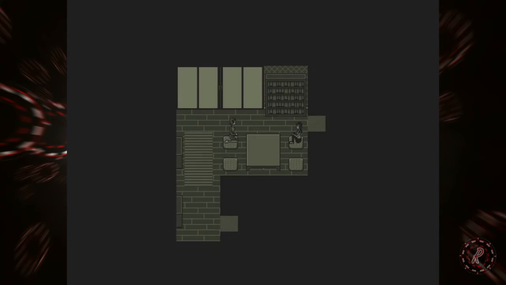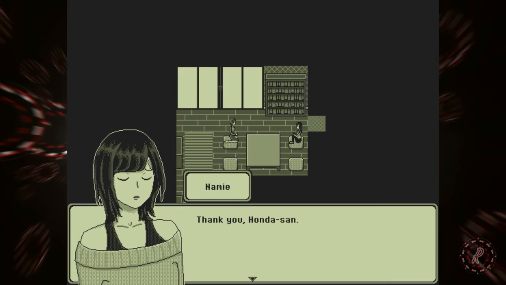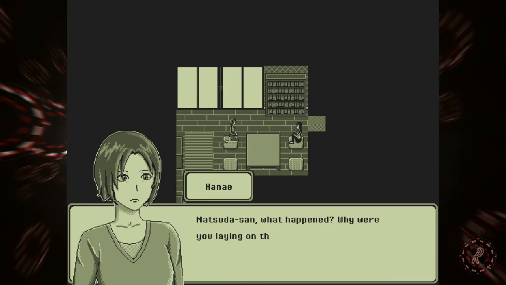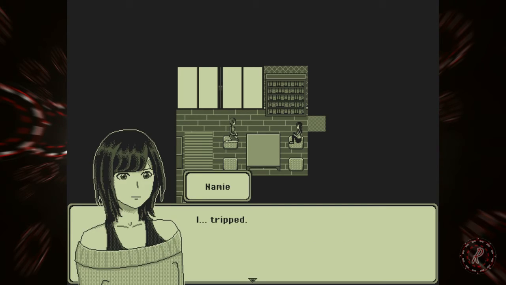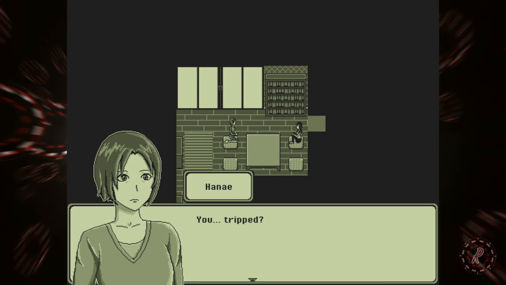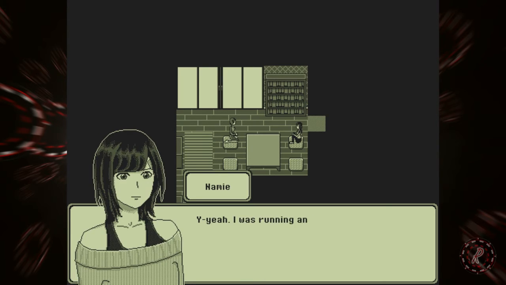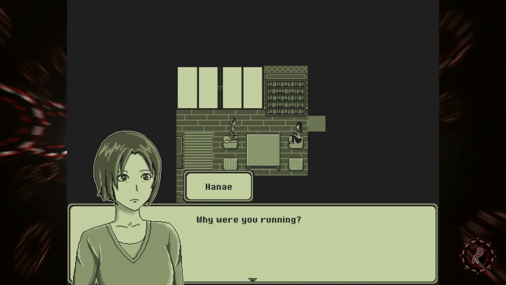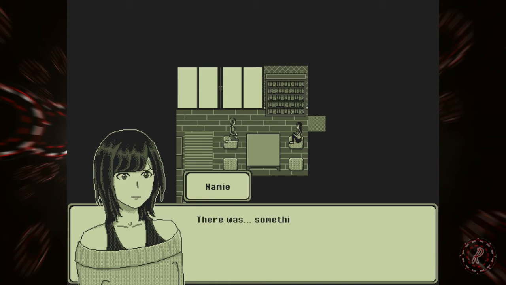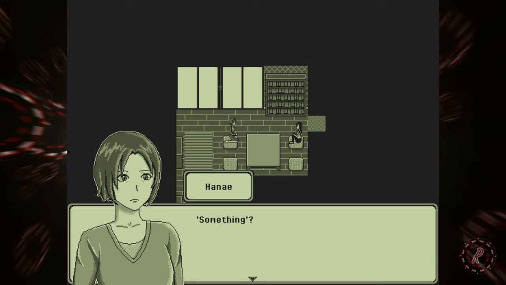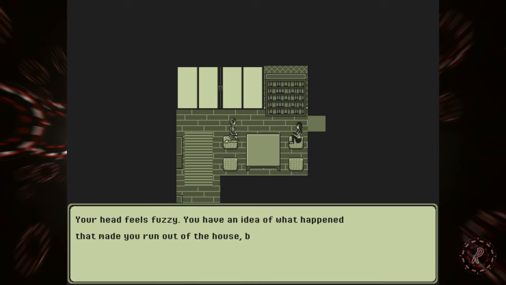There, that should do it. It better not be, like, her husband or her kid or something, because I'm going to freak the fuck out. Thank you, Honda-san. Matsuda-san, what happened? Why were you laying in the street like that? I tripped. Yeah, I was running, then I tripped. Why were you running? Exercise. There was something inside the house. Something?